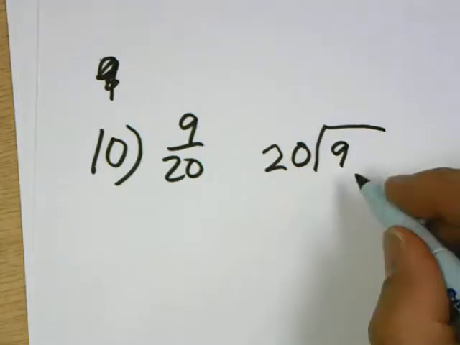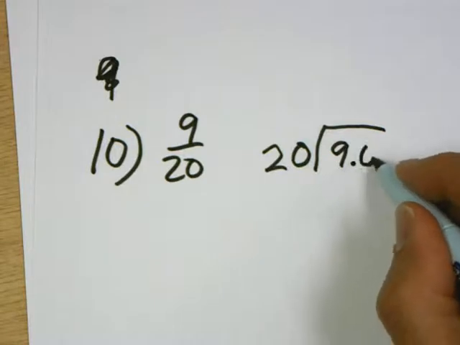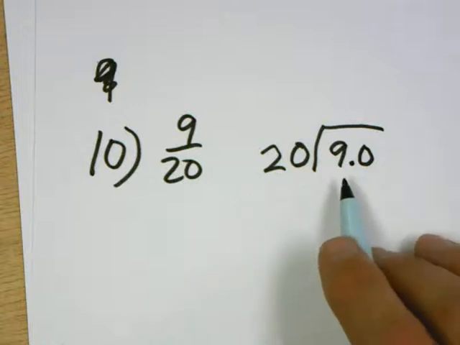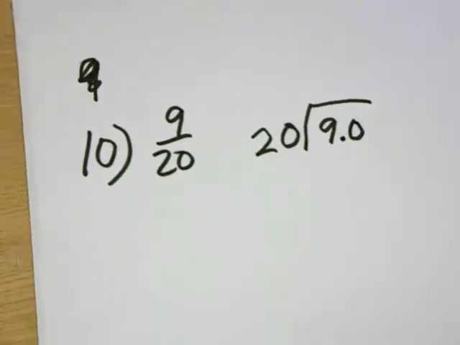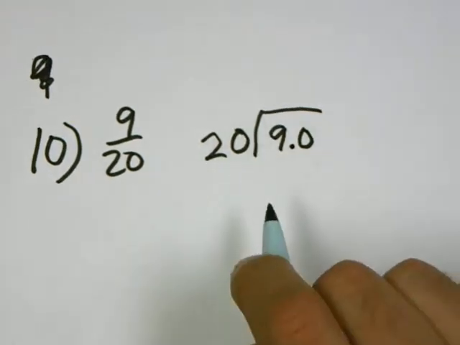So I'm going to have a number that's less than 1. So what I have to do is add a decimal point here and a 0. So I'm dividing 9 by 20. 9's my dividend, 20's my divisor. I'm going to get a quotient that's less than 1, and so I'm going to rely on decimals to represent that number less than 1.